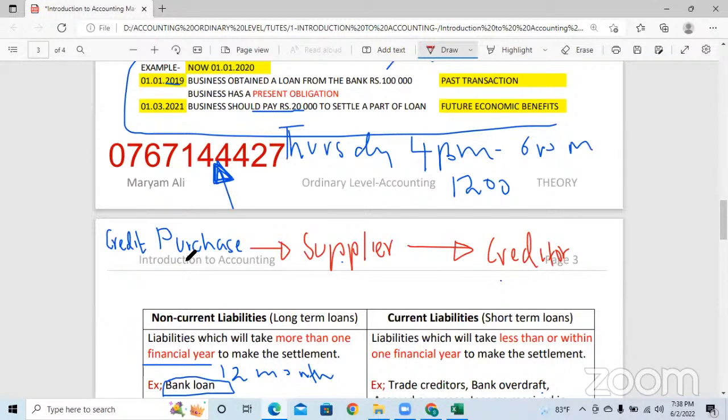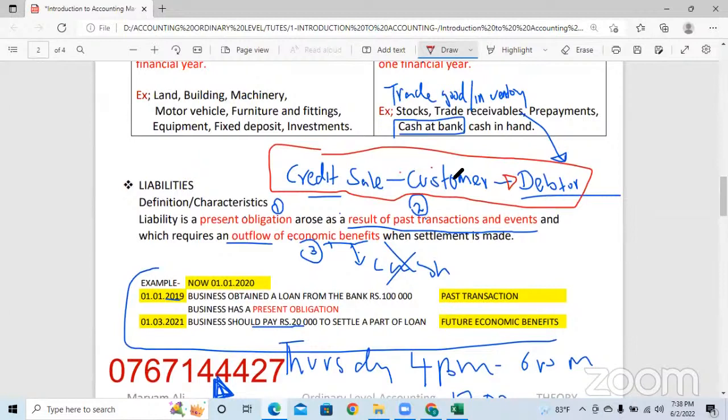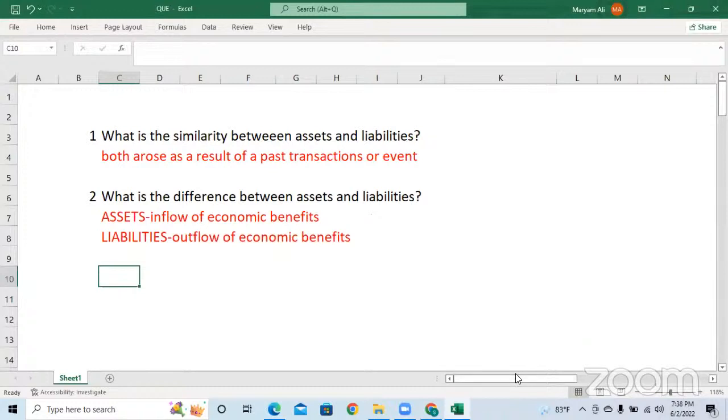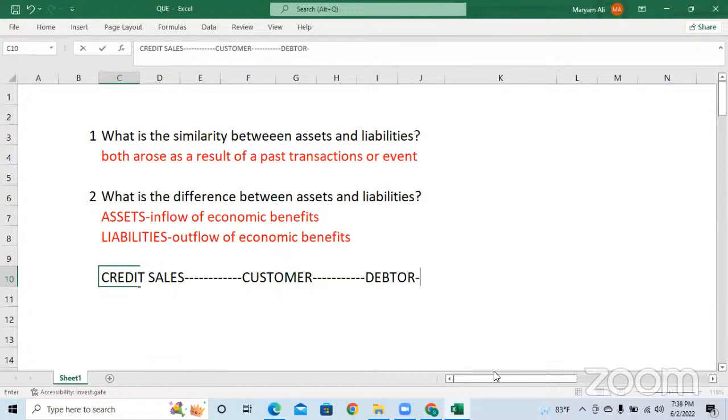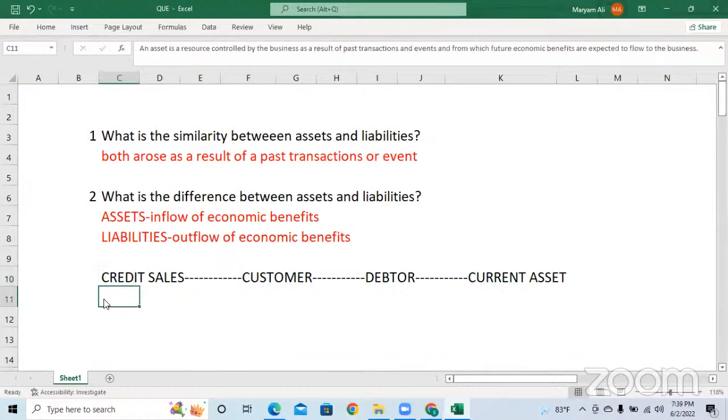Most of the time, students get confused with debtor and creditor. I want you all to make sure that you have no confusion. Guys, write it down somewhere. When you make a credit sale to a customer, you will create a debtor. Debtor is a current asset. So write it down like this. When you make a credit sale to whom? To a customer. You create whom? You create a debtor. Debtor is a current asset. Now write the opposite.